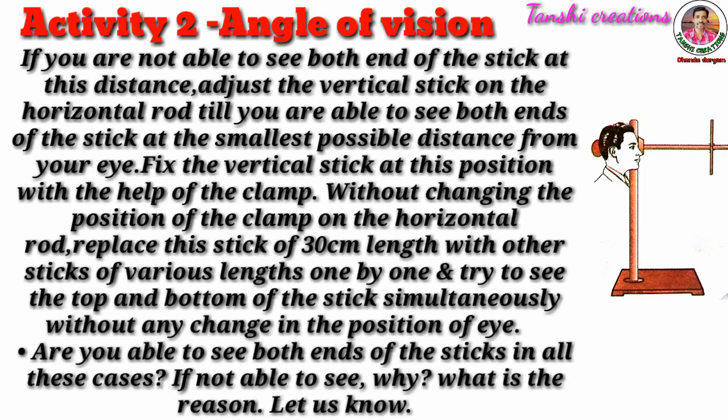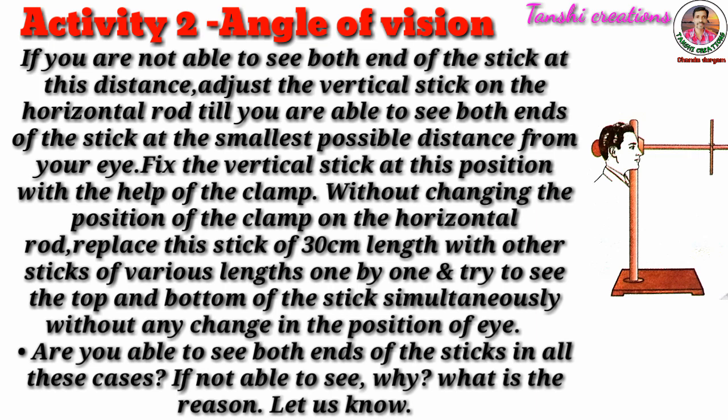If you are not able to see both ends of the stick at this distance, adjust the vertical stick on the horizontal rod till you are able to see both ends of the stick at the smallest possible distance from your eye. Fix the vertical stick at this position with the help of the clamp.